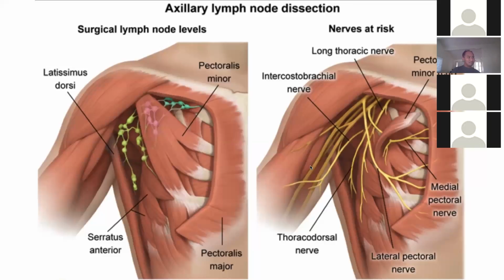Okay, the next thing is, here the nerve, the brachial plexus, is very close to the lymph nodes. And therefore, trying to take the lymph nodes from here can also damage the nerve. So it is not easy.